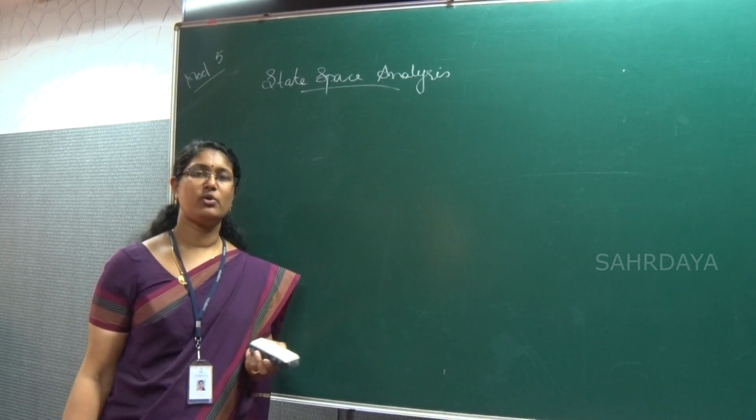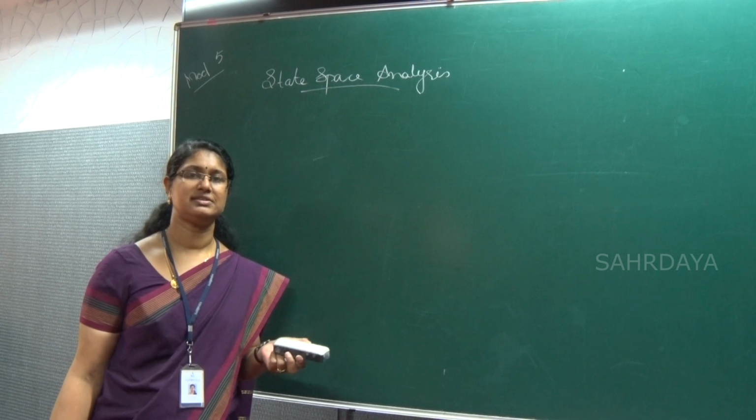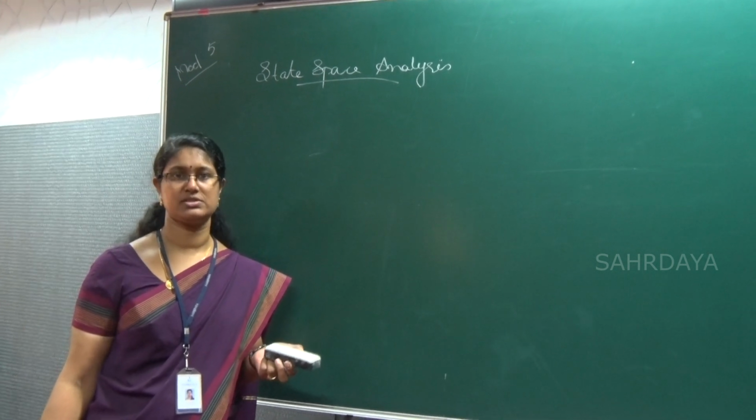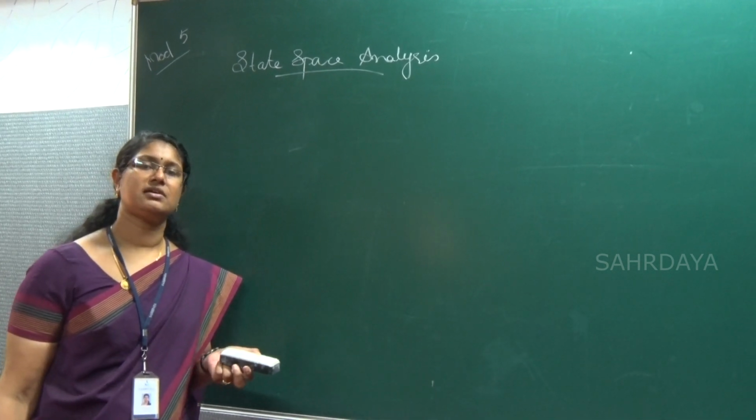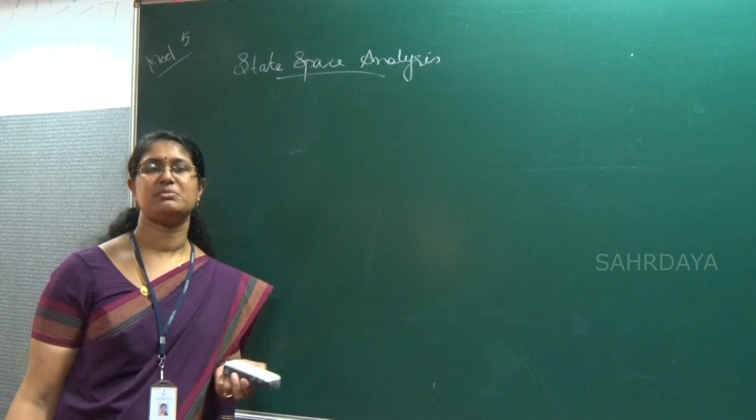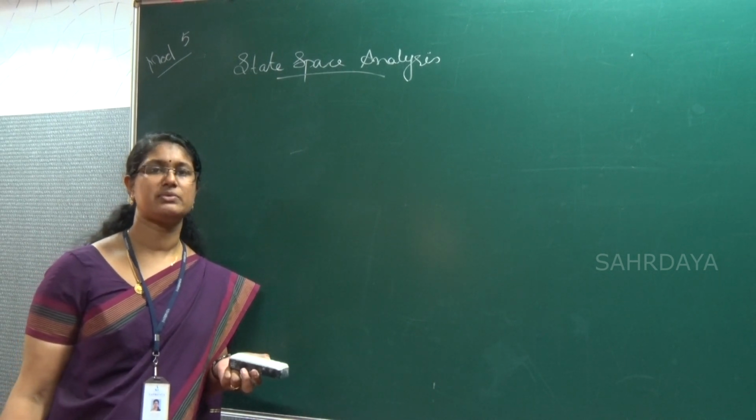We are going to start with the module 5 of control systems, that is state space analysis of control systems. So far we were seeing about linear time invariant system dynamics with the help of transfer function.